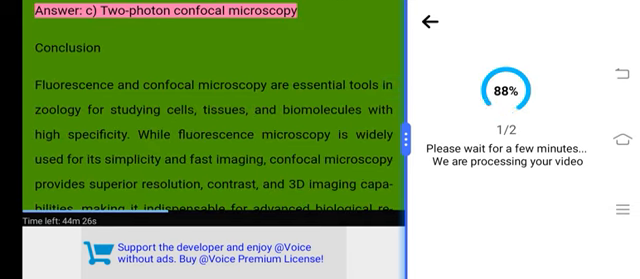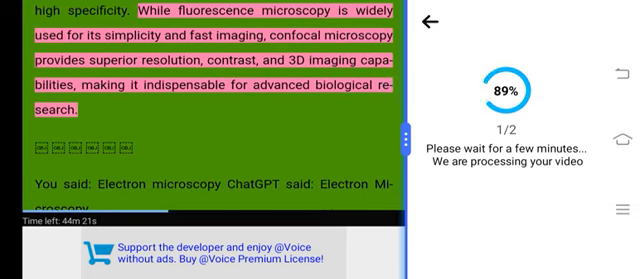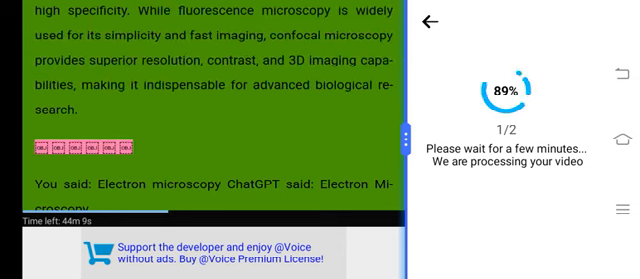2-photon confocal microscopy. Conclusion. Fluorescence and confocal microscopy are essential tools in zoology for studying cells, tissues, and biomolecules with high specificity. While fluorescence microscopy is widely used for its simplicity and fast imaging, confocal microscopy provides superior resolution, contrast, and 3D imaging capabilities, making it indispensable for advanced biological research.